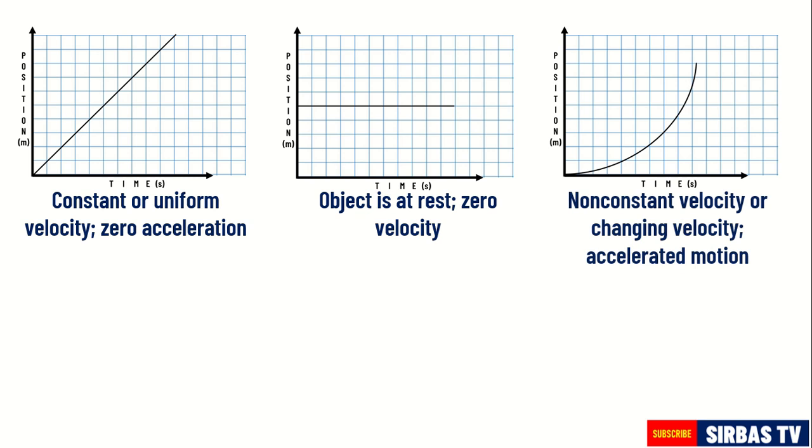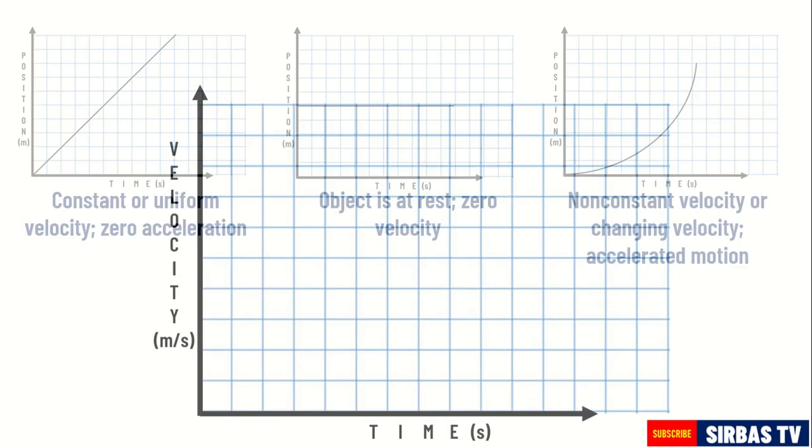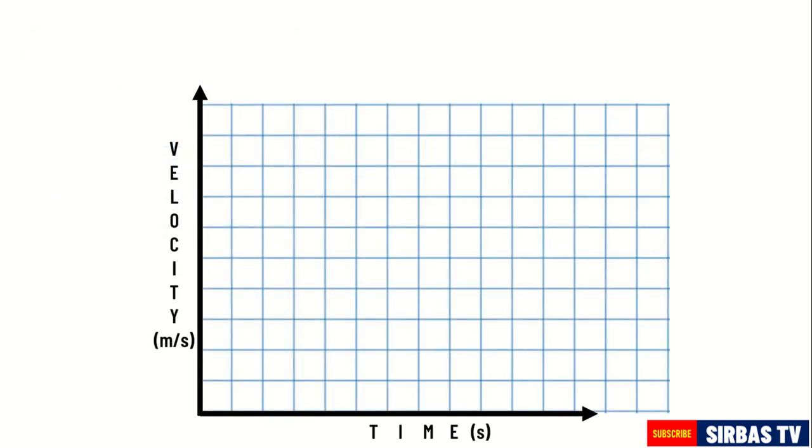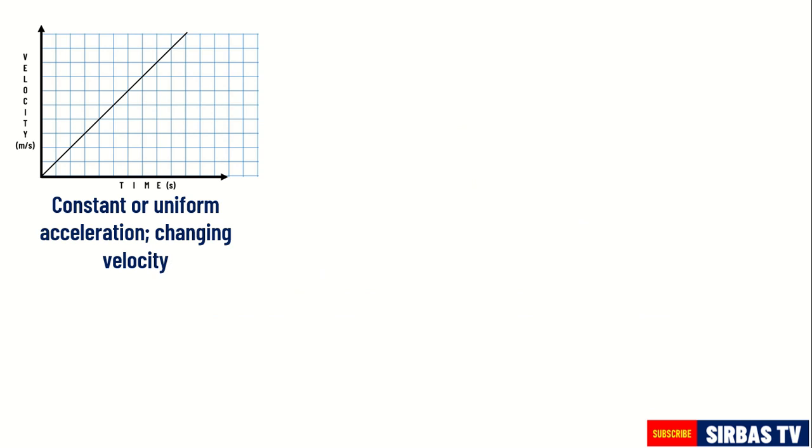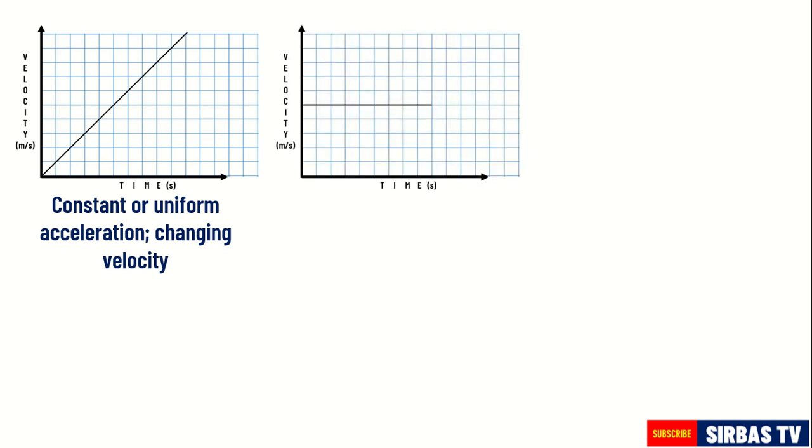If the quantities involved in a graph are velocity and time, this is called a velocity-time graph. The slope of the line pertains to the acceleration of the object. This velocity-time graph indicates that the motion is uniform acceleration. The velocity of the object is changing at a constant rate. The next graph shows zero acceleration. This also means that the body is moving in uniform or constant velocity.